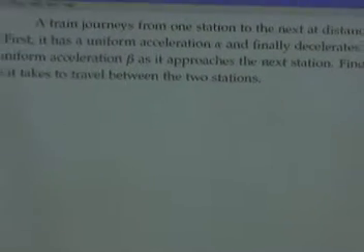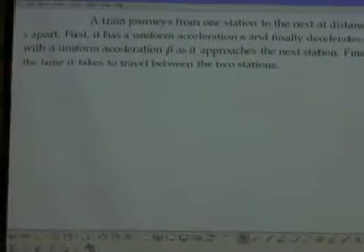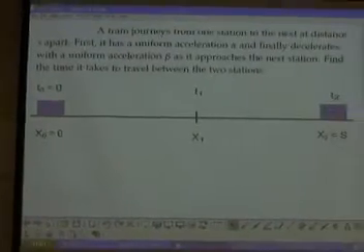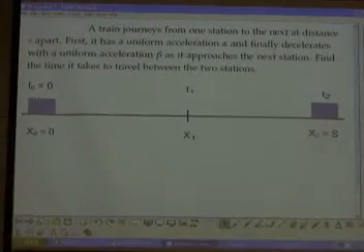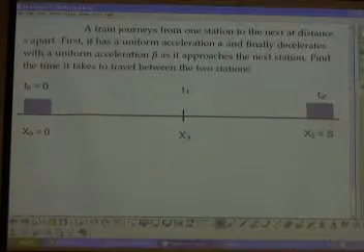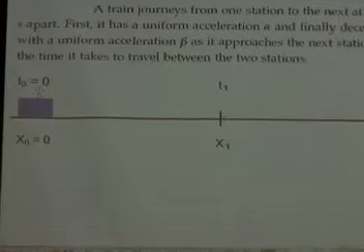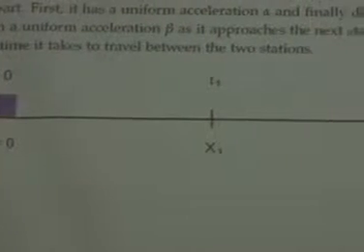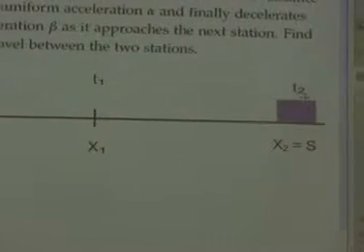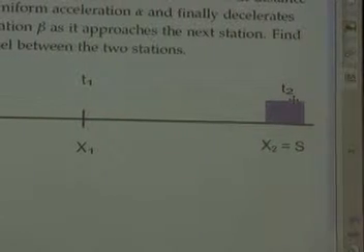First, we need to draw a picture and record the information we are given. To begin with, we'll have the two stations. Initially, the train will be at the first station at time 0. At the end, the train will arrive at station 2 at time t2.